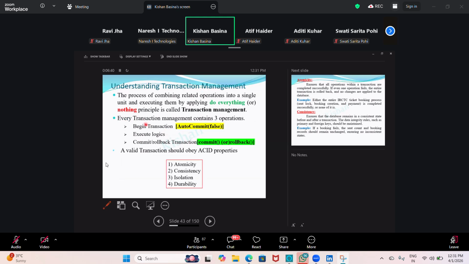When you're speaking about transaction management, we need to keep in mind three operations. Disable the auto commit, meaning before beginning the transaction we need to set it to false, so auto commit will not be enabled. Then execute the logic, write our own logic, and either commit or roll back. Is it clear? Please keep the heading as understanding transaction management and have this in your notes.